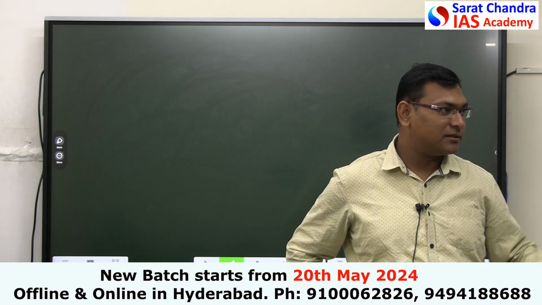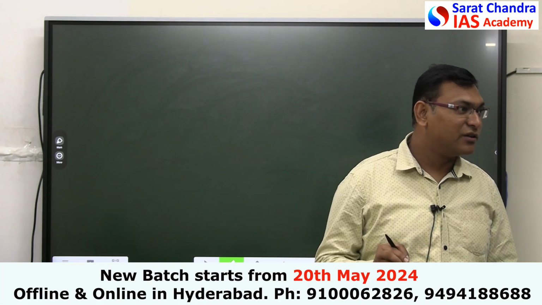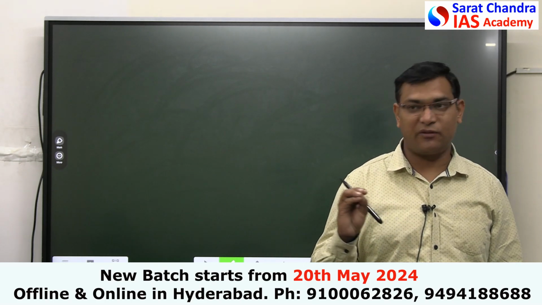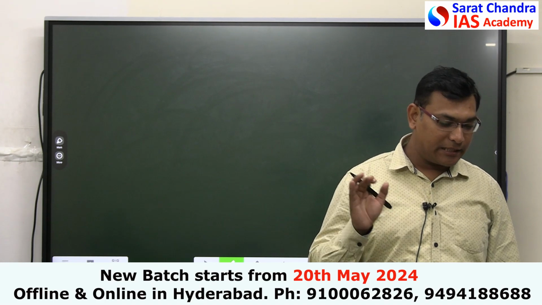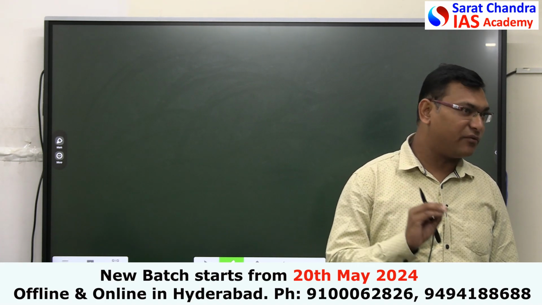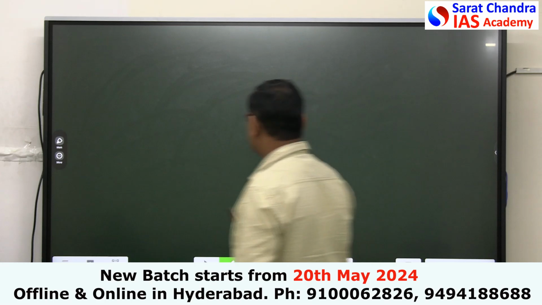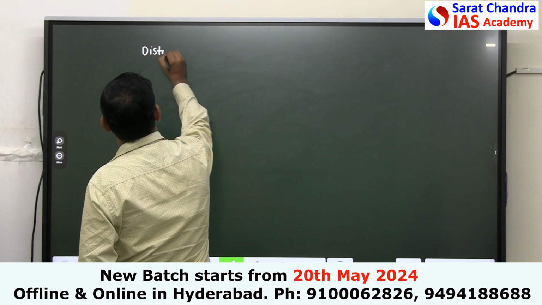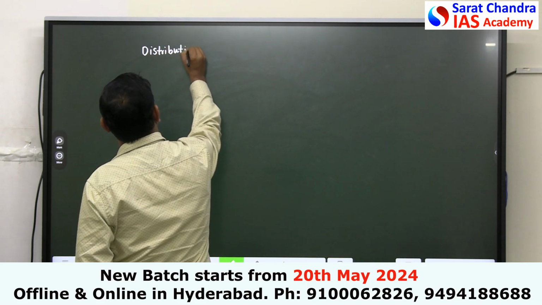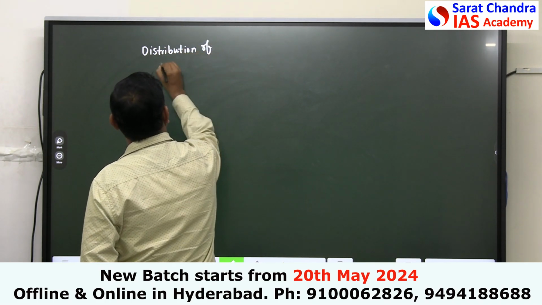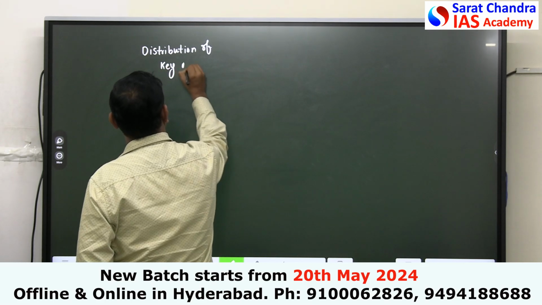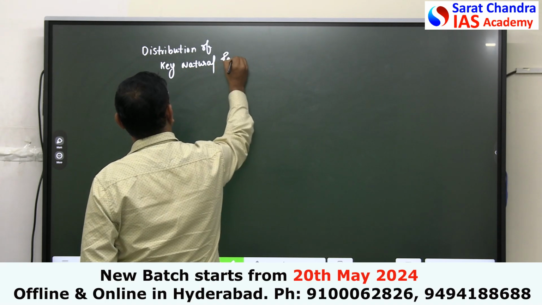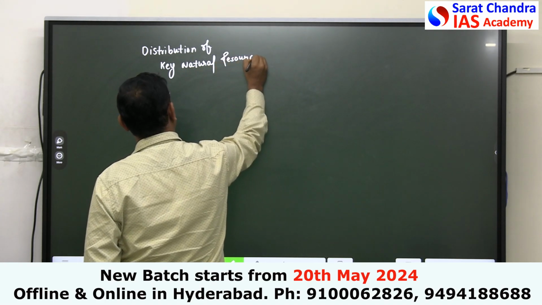Salient features of physical geography, world physical geography. Then the importance of geophysical phenomena. Then distribution of key natural resources across the world.